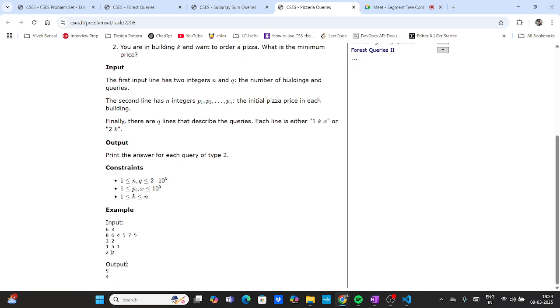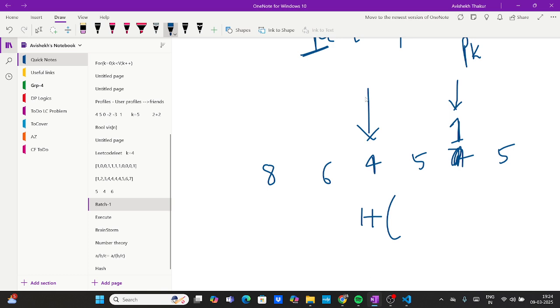Am I correct that we are standing at building 2? Yes. So we need to order from any building such that it will cost minimum. So what happens if I order it from here? I'm standing here. What's the minimum cost?